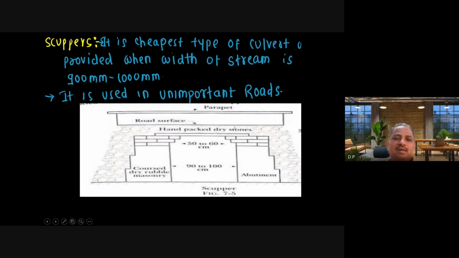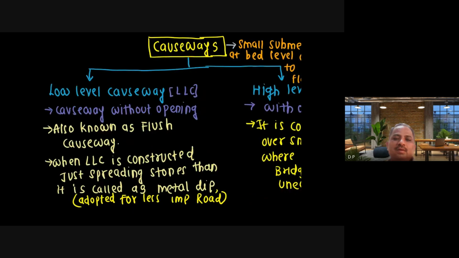Slab culvert, scuppers, causeway, a small submerged bridge we can say. So it can get submerged with larger floods, but it can be used when the discharge from that particular river or stream is very low.